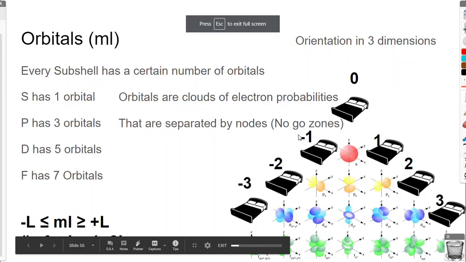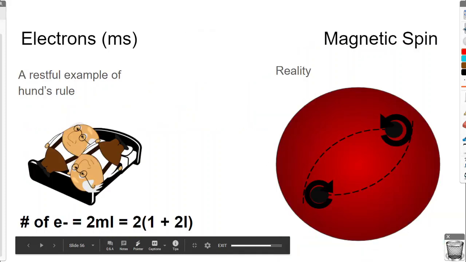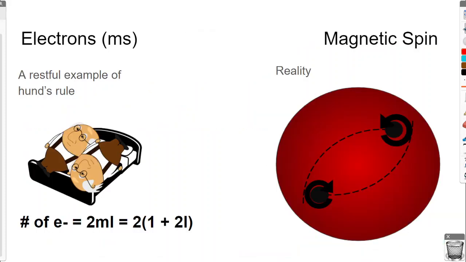Okay, now you might be wondering to yourselves, okay, that's nice, but why can we only have 2 electrons in an orbital? Well, let's talk about that real quickly. It turns out every single electron has something called a magnetic spin.